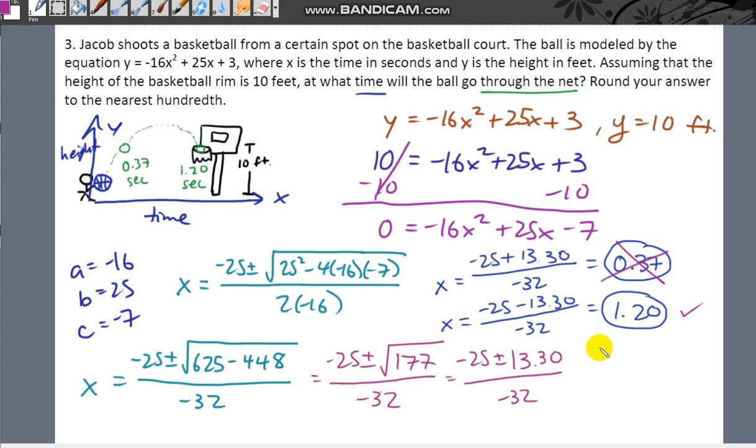So if you're finding out at what time the ball will go through the net, that is going to be at 1.20 seconds. All right, and that is basically it.